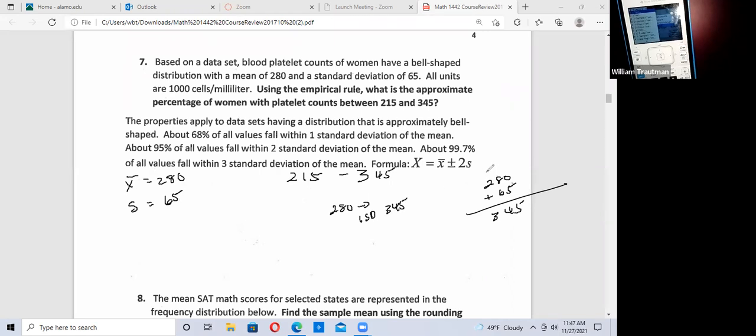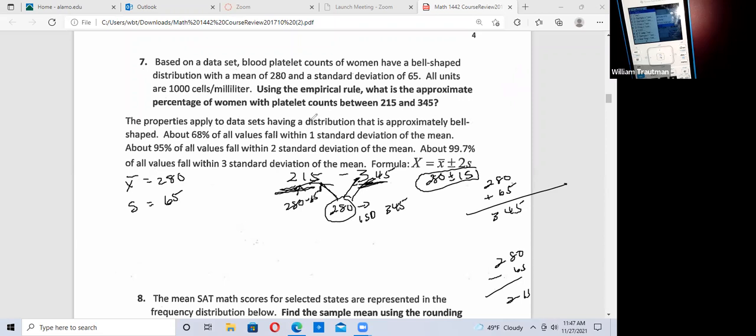Now 280 is our average minus the 65, you get 215. That's the other one. That's the 280 minus the 65. So either way, 280 is the middle. It's 1 standard deviation more for 345. It's 1 standard deviation less. So what we have here is the average 280 plus or minus 1 standard deviation.